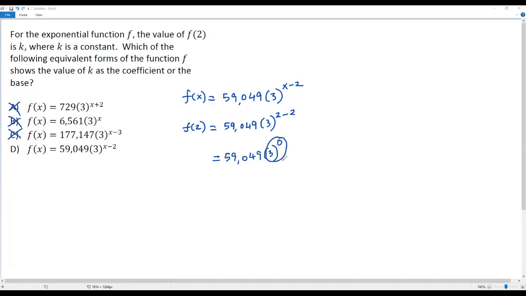Okay, anything raised to the power of 0 is equal to 1. Then we get 59,049 times 1, because the value of this one is just 1. When I multiply this value by 1, I am getting the same value, that is 59,049. Okay, in the exponential function f of x in answer choice D, when I plug in x equals 2, I am getting 59,049. So this is the value of k, and this value of k is displayed as a coefficient over here. So the function f of x in answer choice D displays the value of k as a coefficient. The correct answer choice for this question is D.